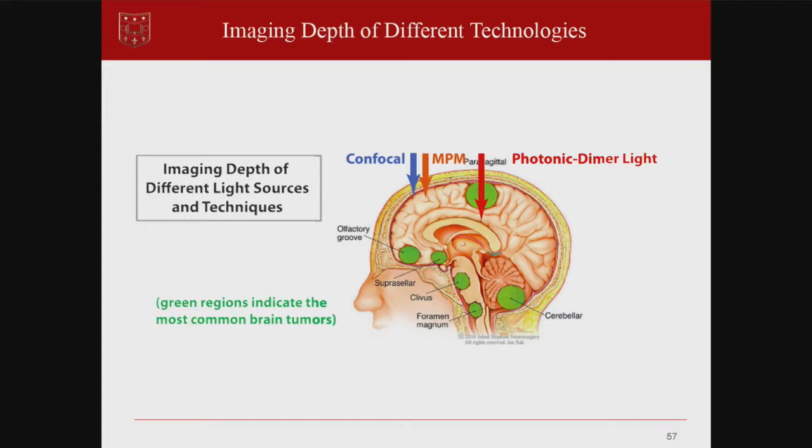So this slide is a comparison of the different techniques for optical imaging. Here, the confocal reaches roughly several hundred microns. It just scratches the surface of your brain. The multi-photon excitation microscopy reaches roughly 1 millimeter. And by using the photonic dimer, it can image roughly several centimeters deep. So there's a chance that we may be able to optically detect tumors and many other cellular processes in the brain.